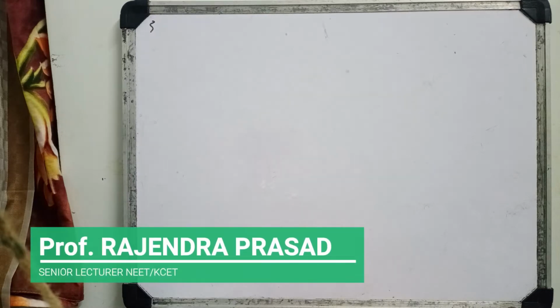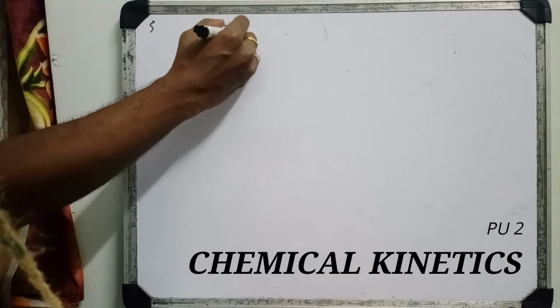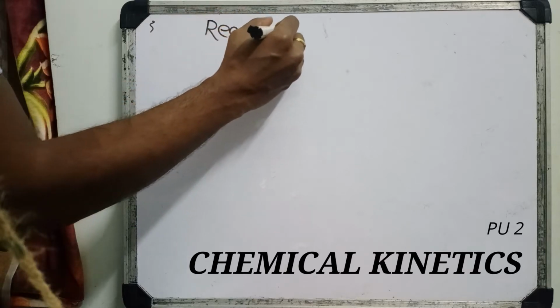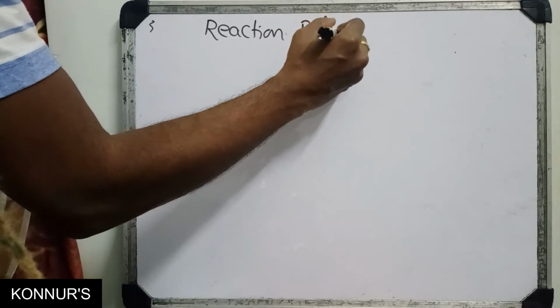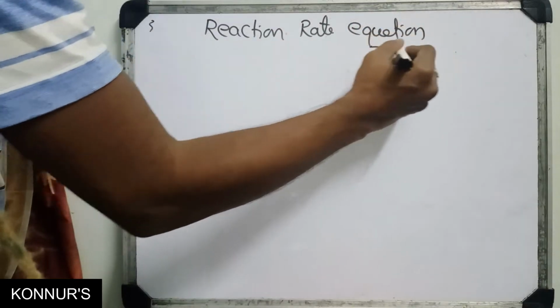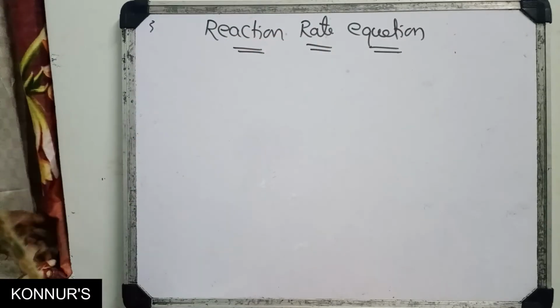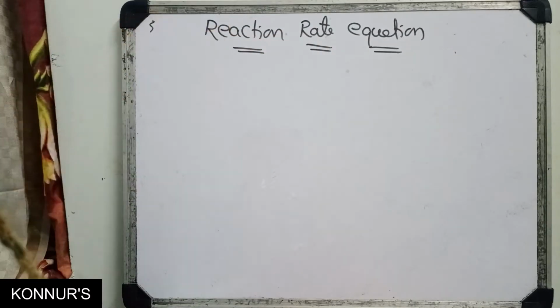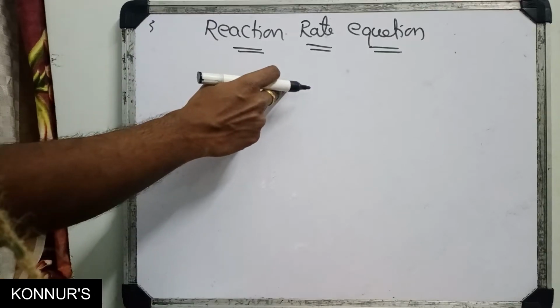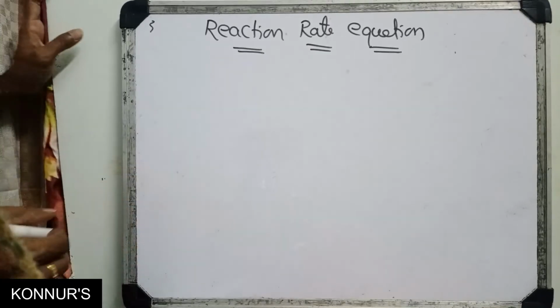So now we are discussing the reaction rate equation. We already discussed reaction rate. So what is the reaction rate? The amount of reactant that decreases per unit time, or otherwise the amount of product that increases per unit time.